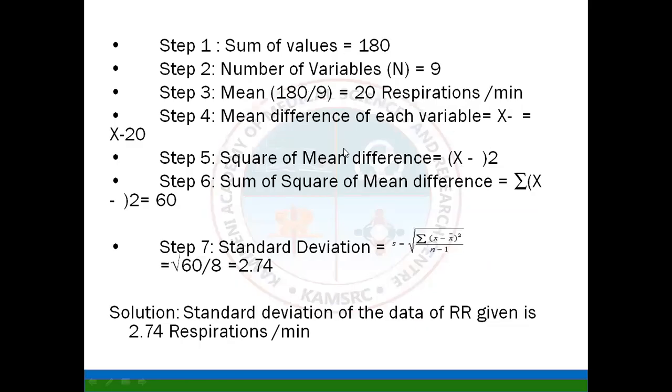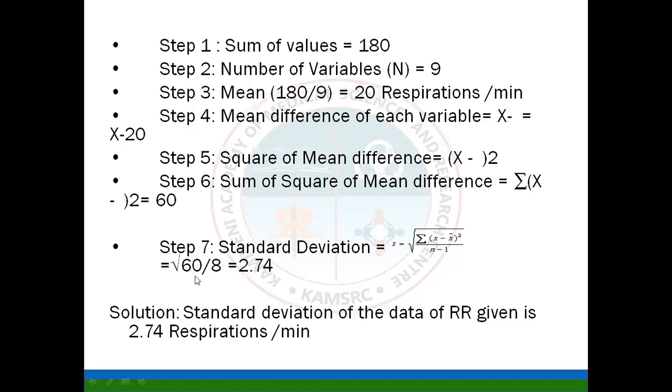These are the same steps we did in the table: the sum of values 180, number of variables 9, mean is 20, mean difference of each variable we calculated, and again square of mean difference for each variable we calculated, and also the sum of square of mean difference, that is 60. Now standard deviation according to the formula, square root of 60 divided by 8. 8 is n minus 1, that is 9 minus 1.